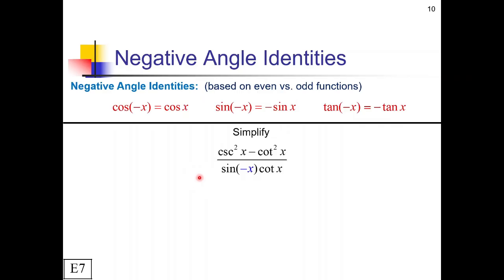All right, so we've actually got three things that I'm going to do to start us off here. The numerator has a Pythagorean identity kind of set up in it. We have the identity 1 plus cotan squared equals cosecant squared.